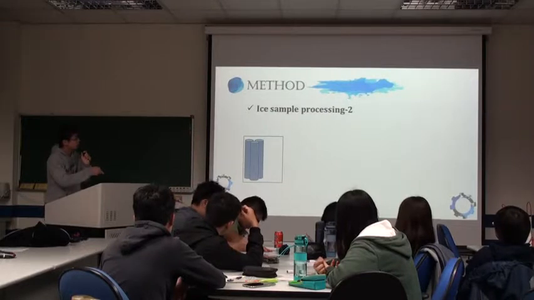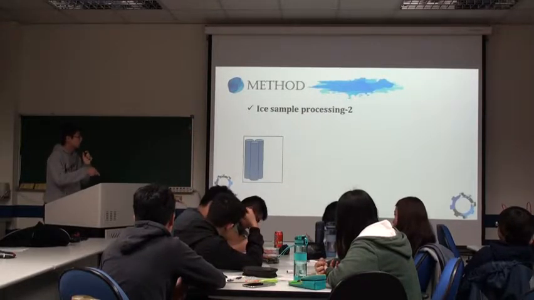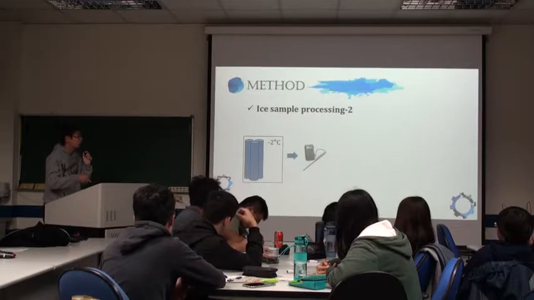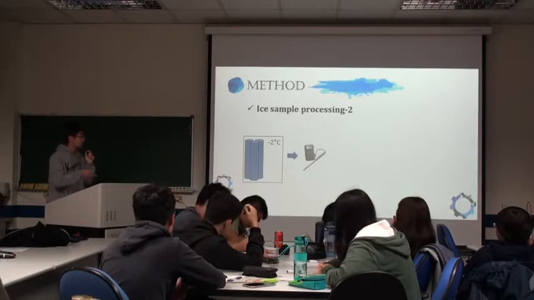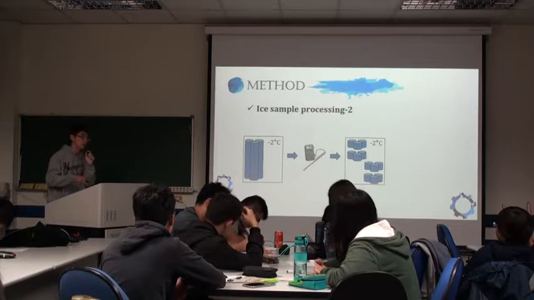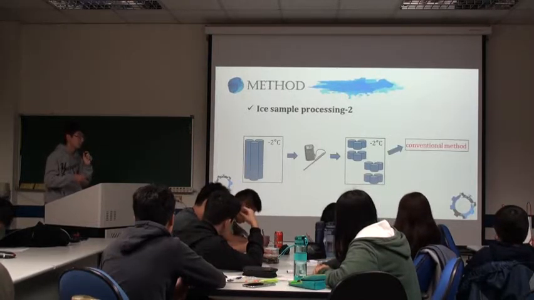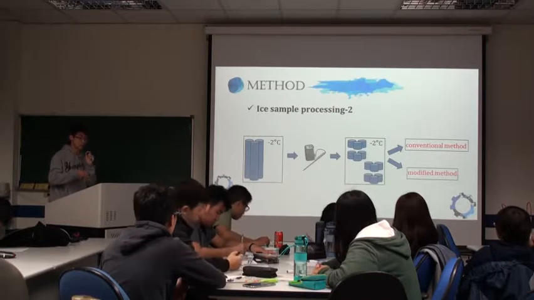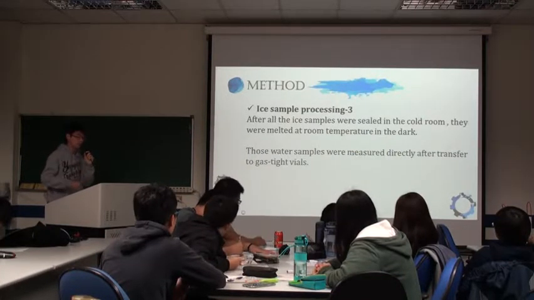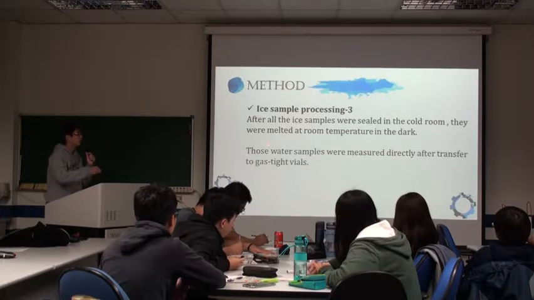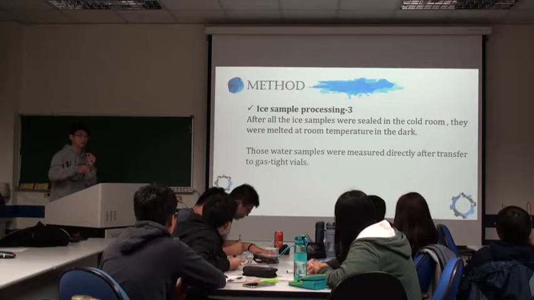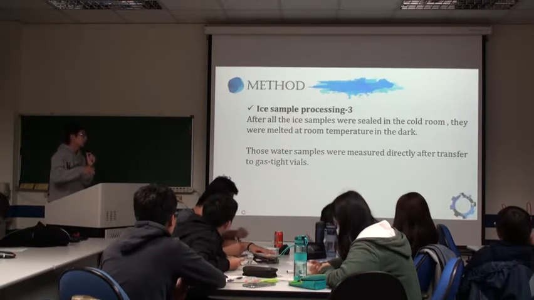After the ice temperature reached the desired value, -2 degrees Celsius, which was tracked by a portable digital thermometer, those ice cores were cut into two halves. One half used the conventional method. The other half used the modified method. After all the ice samples were sealed in a cold room, they were melted at room temperature and in the dark. And those water samples were measured directly after transfer to gas-tight vials.